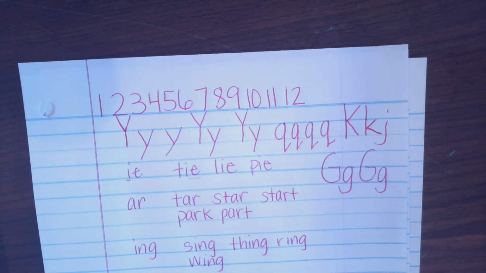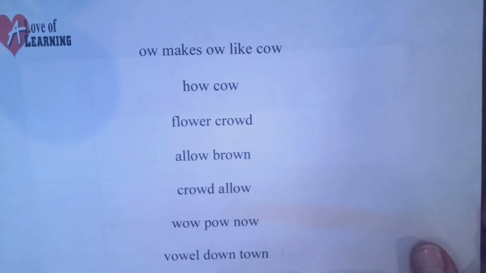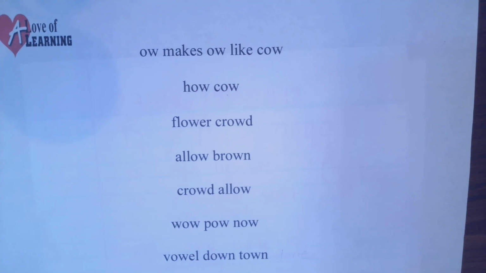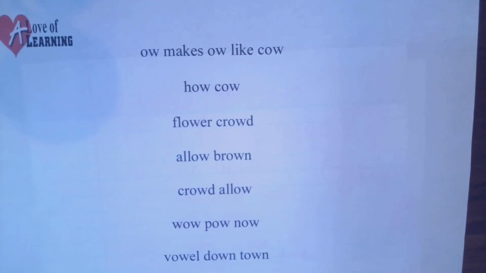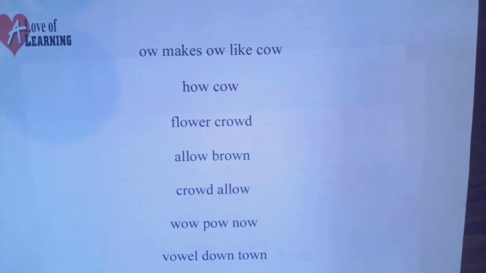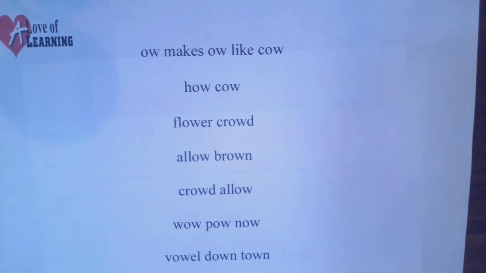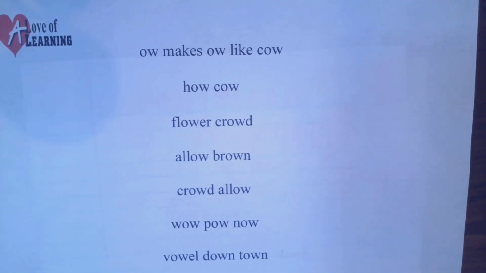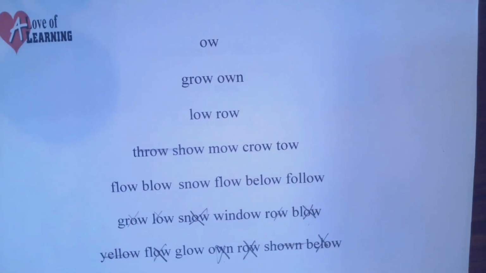Okay, next one is you're going to read 4 of these, whatever 4 you want. OW makes 2 sounds. You're going to try it both ways and see what makes sense. And then we're going to do the next page. This is the other OW. You're going to pick 4 and you're going to practice those.